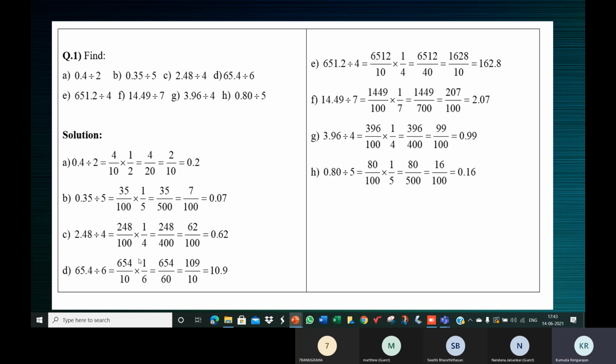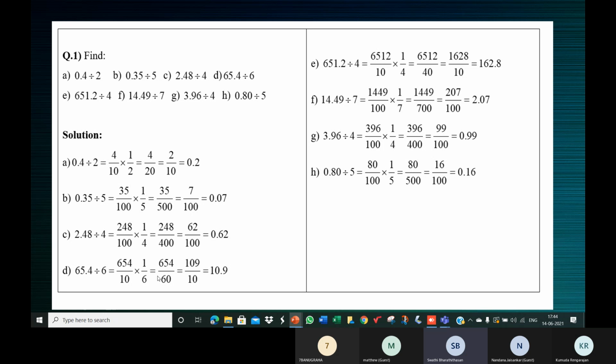Okay, Swati? Yes, ma'am. 65.4 divided by 6. Together, we will write it as 654 by 10 because there is only one place after the decimal point. And then 6 can also be written as 6 by 1. The reciprocal form is 1 by 6. So for division we have to find the reciprocal of the second number and then multiply. So 654 into 1, we will get 654, and 10 into 6, we will get 60. Without disturbing the denominator 10, we have to just simplify to its lowest form.